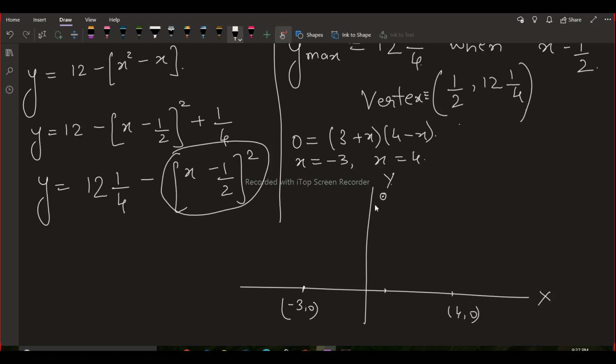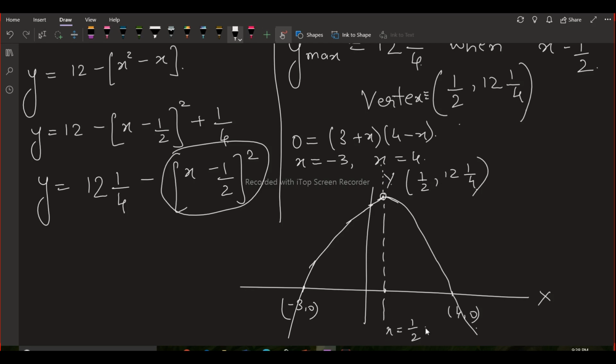You can also find the point where the parabola cuts the y-axis. That would be when x is equal to 0. If I put x equal to 0, we get 12. So 12 will be somewhere here. So the graph will be this way. I'm again drawing a rough sketch, a smooth curve, right? And the vertex was half comma 12 1 by 4. And again, this is the line of symmetry. In this case, the line of symmetry is x equal to half.